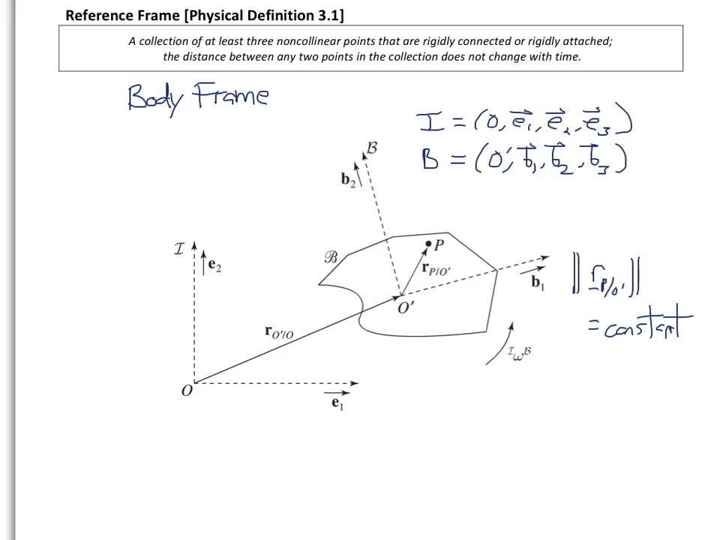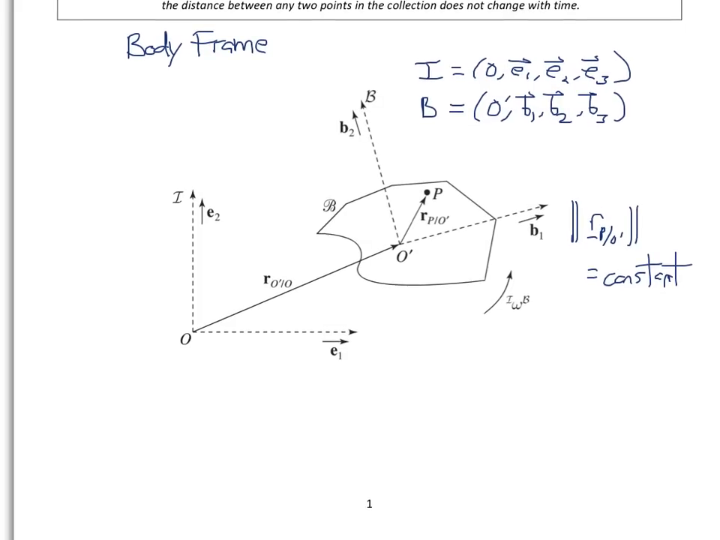So let's demonstrate that, and let's find an analytic expression for the velocity of point P as observed in an inertial reference frame. This P is fixed to the rigid body. And so to do that, we're first going to write our position vector of point P with respect to a point that's fixed within the inertial reference frame. So that would be our position vector r of P with respect to point O, and this is going to be a combination of the 2 vectors: the position vector of O prime with respect to O, plus the position vector of P with respect to O prime.